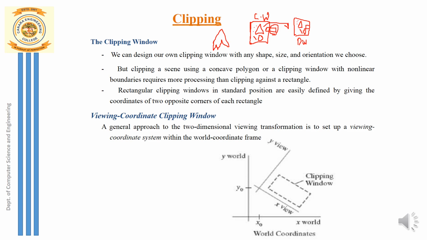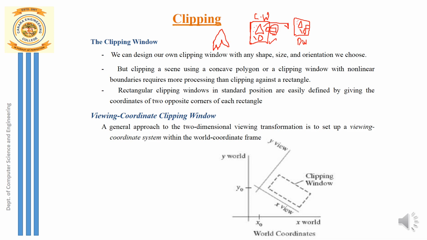So usually we take the clipping window as the one which has regular or linear boundaries. So a convex polygon you should choose as a clipping window. Usually a rectangular shape is the standard one. So that is about the clipping window.